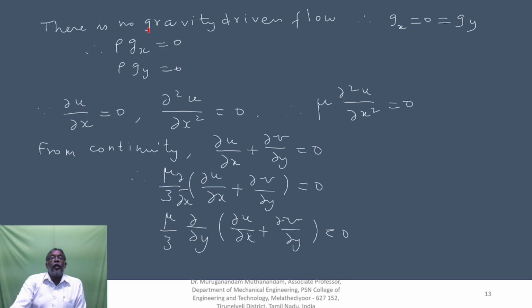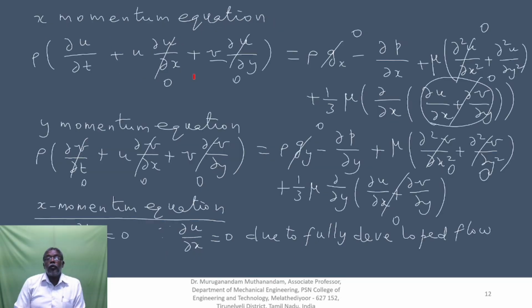There is no gravitational flow. The flow does not take place due to the action of gravity. The flow takes place only due to the movement of the top plate. So the force due to gravity, Gx is equal to 0, Gy is equal to 0. Hence, rho Gx is equal to 0, rho Gy is equal to 0. There is no force due to the gravity. So the first term on the right hand sides of both x momentum equation and y momentum equation are 0.